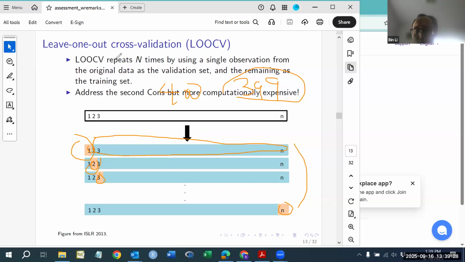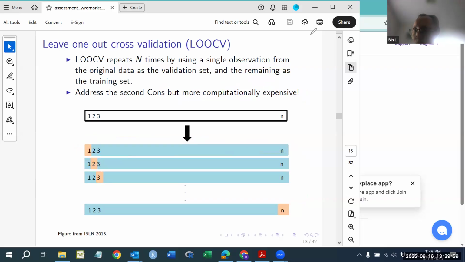Okay, and also this approach is not random. It's a fixed, deterministic number. Why? Because there's only one possible case. You leave one observation out at a time. So there's no randomness for the MSE based on the leave-one-out cross-validation. So that's why this is a very good choice for validation, and especially useful for a small sample size.